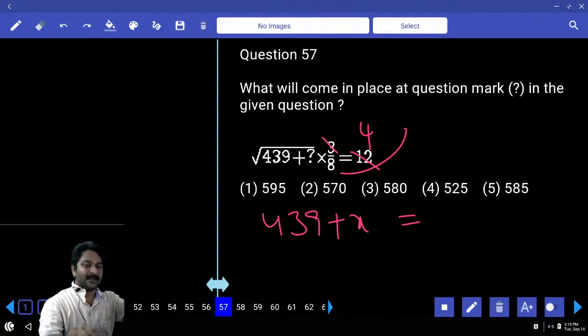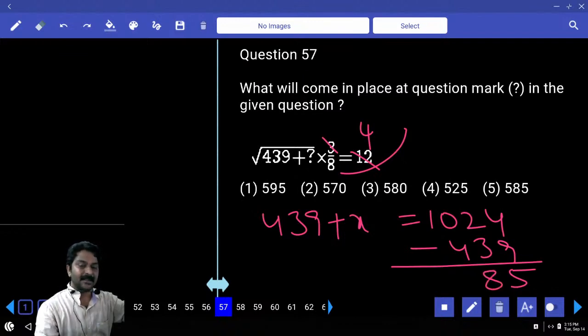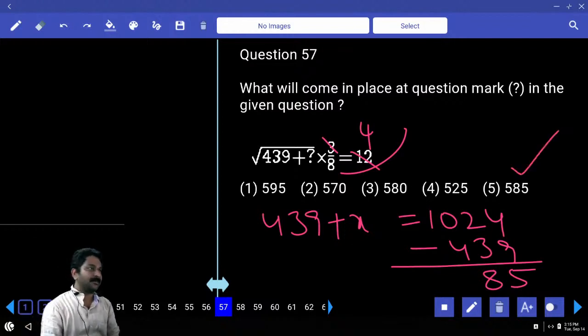You know that point: 1024. Now take 439 to right hand side. It is 5 and then 8. Answer must end with 85. 585, fifth option.